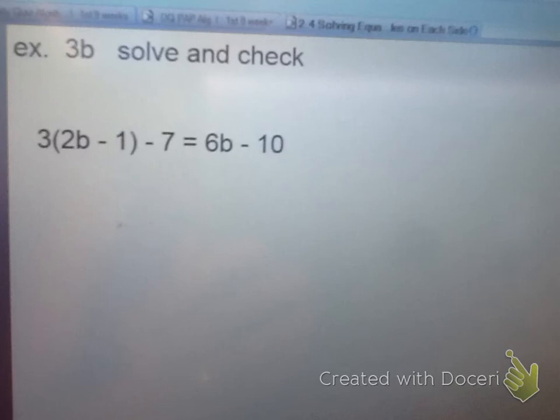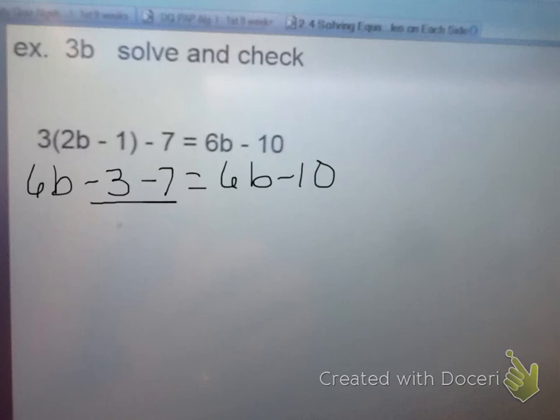Example 3b, we're going to do the distributive property and get 6b minus 3, bring down the minus 7, bring down the 6b minus 10. Now look on the left side. We need to combine negative 3 and a negative 7. The signs are the same. We combine and get negative 10.